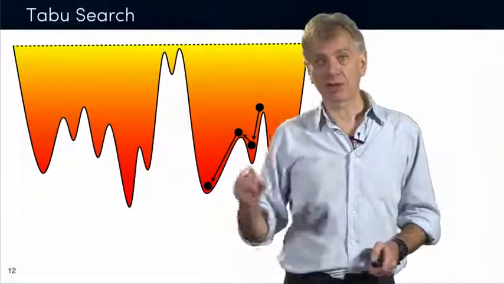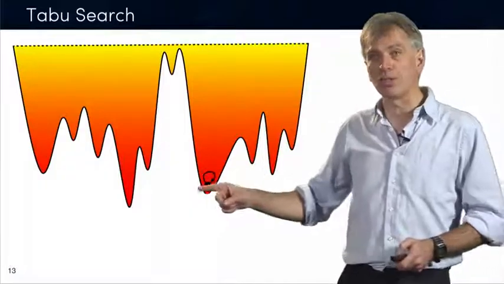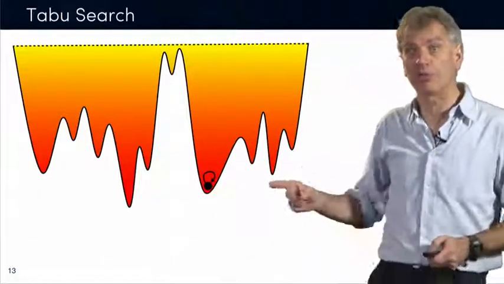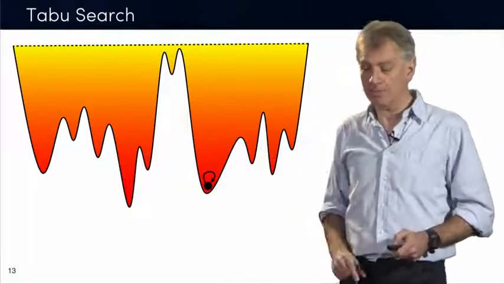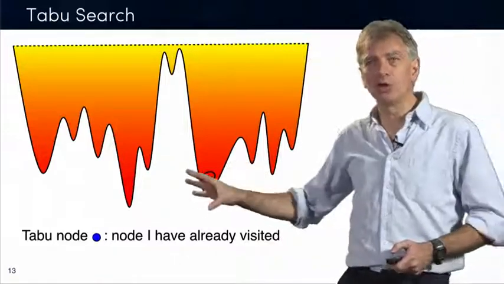Why? Because Tabu Search is this kind of greedy search procedure. And typically, when you are at a particular place, if you select the best neighbor, it's going to be where you are or where you have been. So you're going to stay at the same position. So what you need is something that essentially keeps track of the nodes that you have visited.